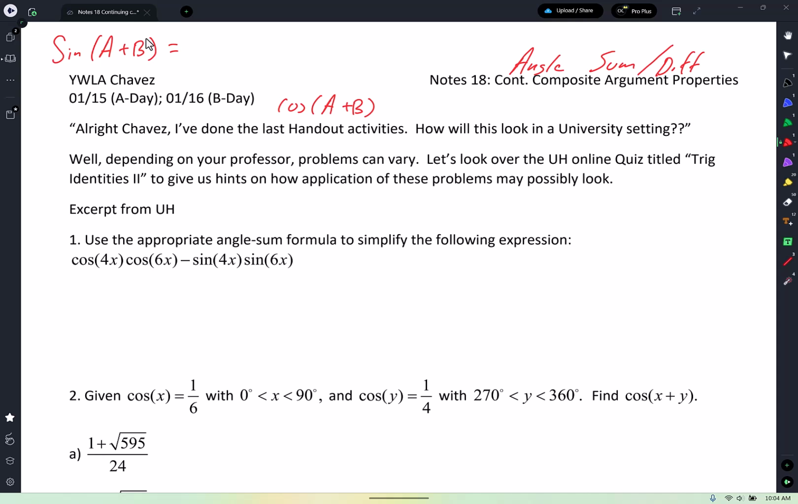Sine A plus B is sine A, cosine B. You keep the sign, so plus cosine A, sine B. And then if it's a minus, if it's A minus B, then you just change the plus to a minus.